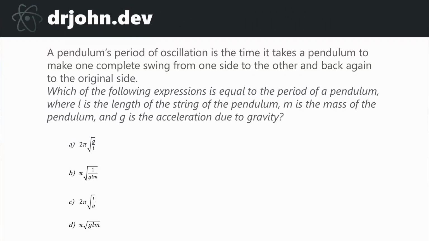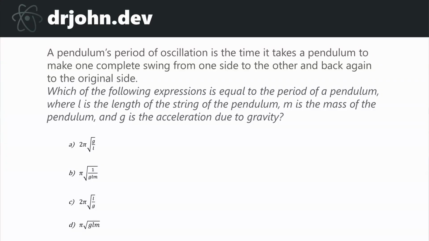Let's take a look. This problem states a pendulum's period of oscillation is the time it takes a pendulum to make one complete swing from one side to the other and back again to the original side. Which of the following expressions is equal to the period of a pendulum? Is it A, 2 pi times the square root of G over L, B, pi times the square root of 1 over the product of G, L, and M, C, 2 pi times the square root of L over G, or D, pi times the square root of the product of G, L, and M?